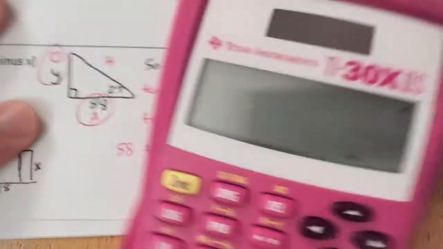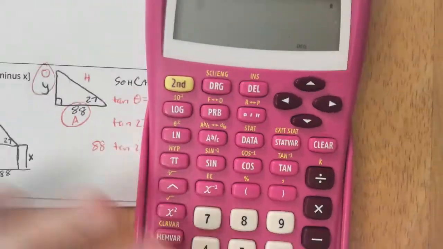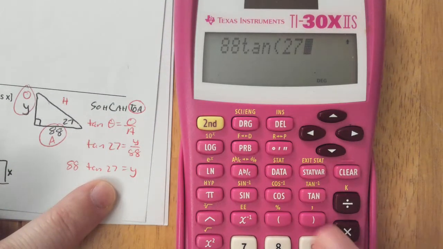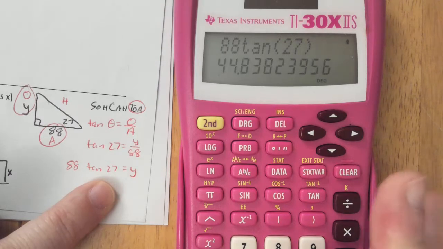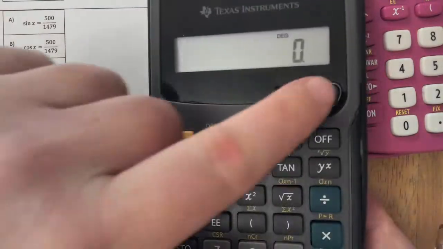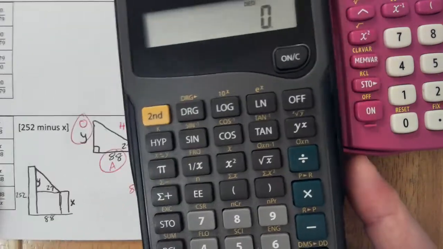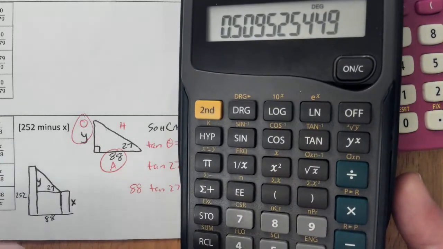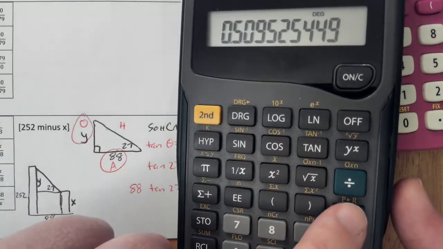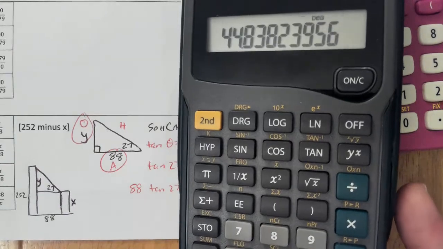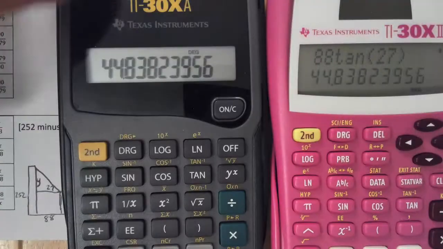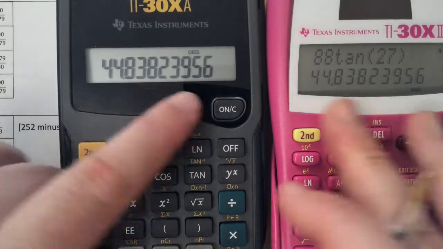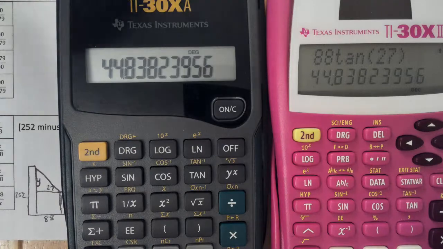Okay, so we're going to put this in our calculator. In this calculator, you're just going to type it normally, 88 tan of 27, and then push enter, and there's our answer. In this calculator, you have to type it in backwards. So it's 27 tan, then multiply by 88, times 88 equals. So you need to make sure you're using your calculator correctly and getting the right numbers. So these will be our answers.